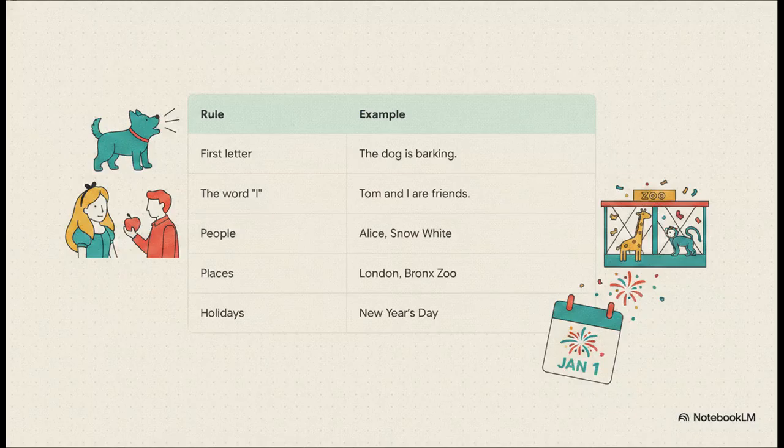Looking at these rules in action, you can really see how capitals act as signposts. Notice the difference between just any dog barking and specific names like Alice or Snow White, or how we capitalize places like the Bronx Zoo and dates like New Year's Day or Monday. Those capitals immediately signal to your brain that you're dealing with a specific, unique thing, not just a general concept.